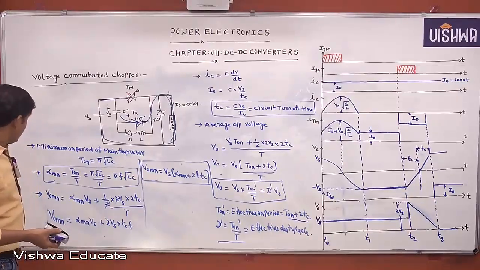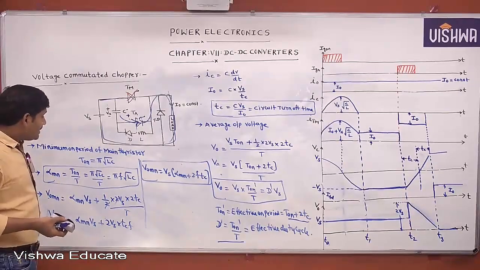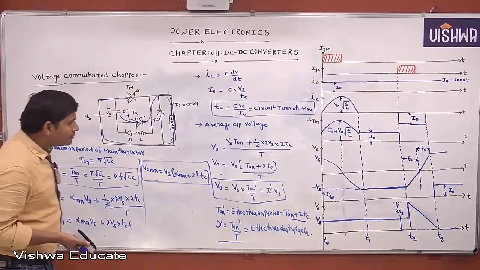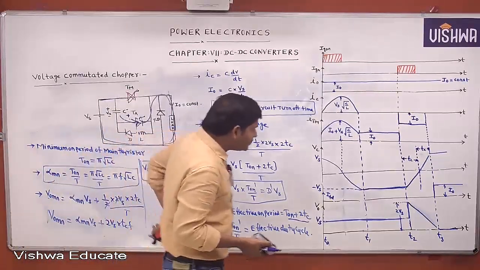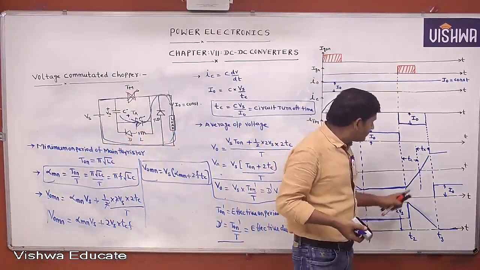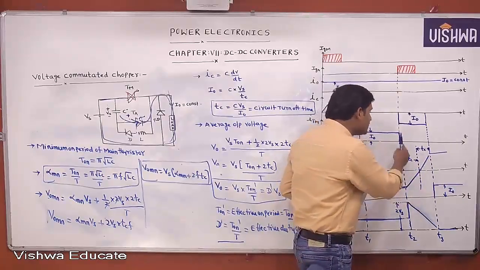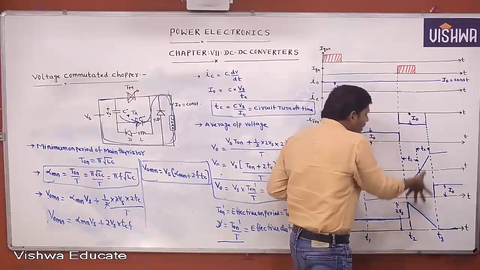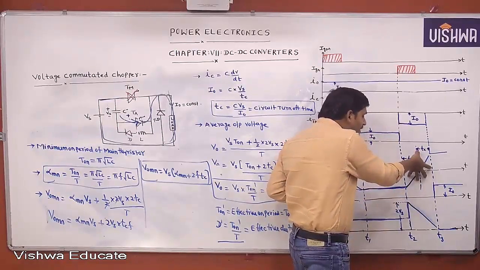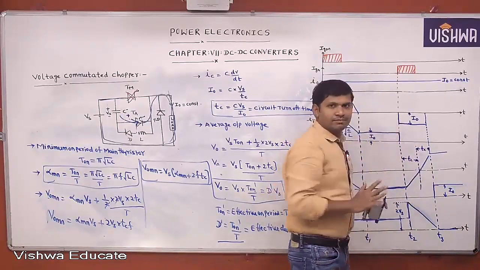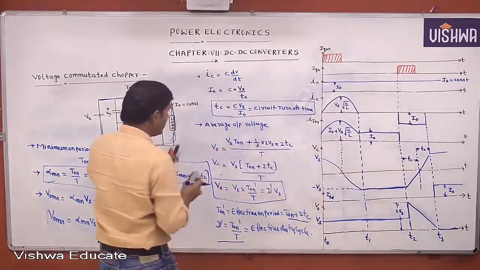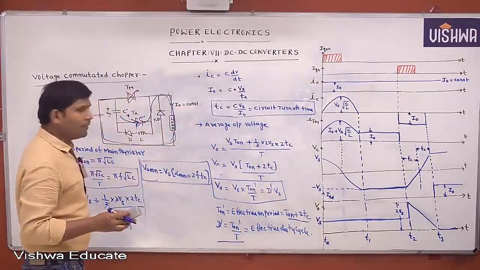Tell me, then what is the maximum on time? What is the maximum on time? In the total time period, if you subtract this time, during which the circuit is not in the on state, the remaining is the on time. That's why the maximum on time is this. Completed.